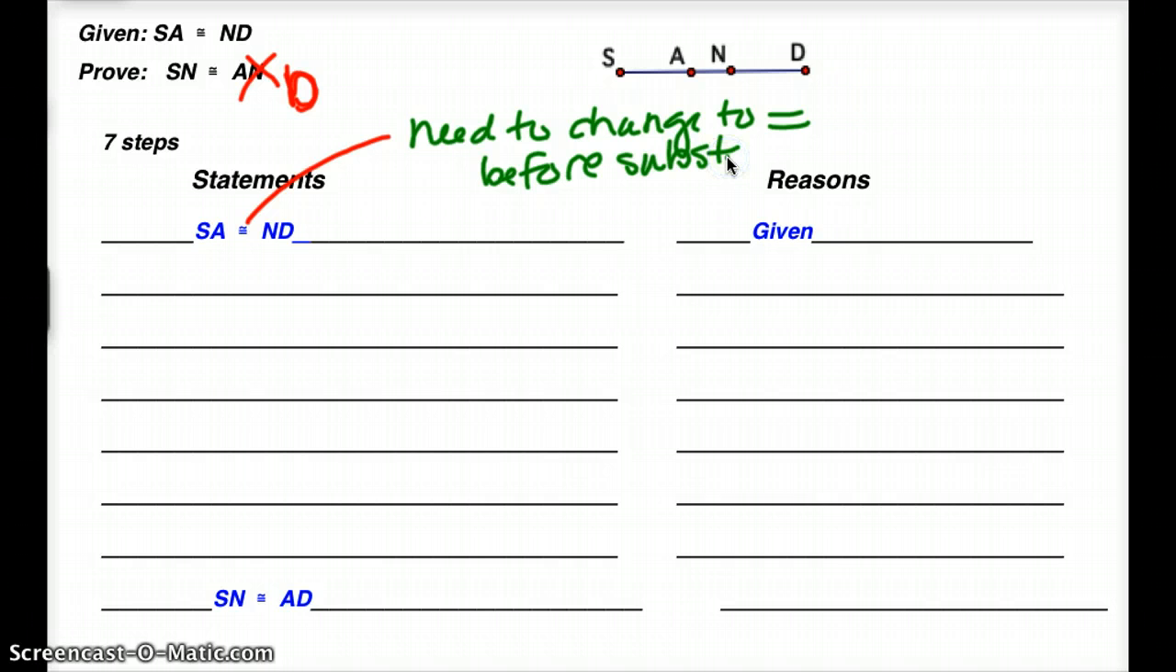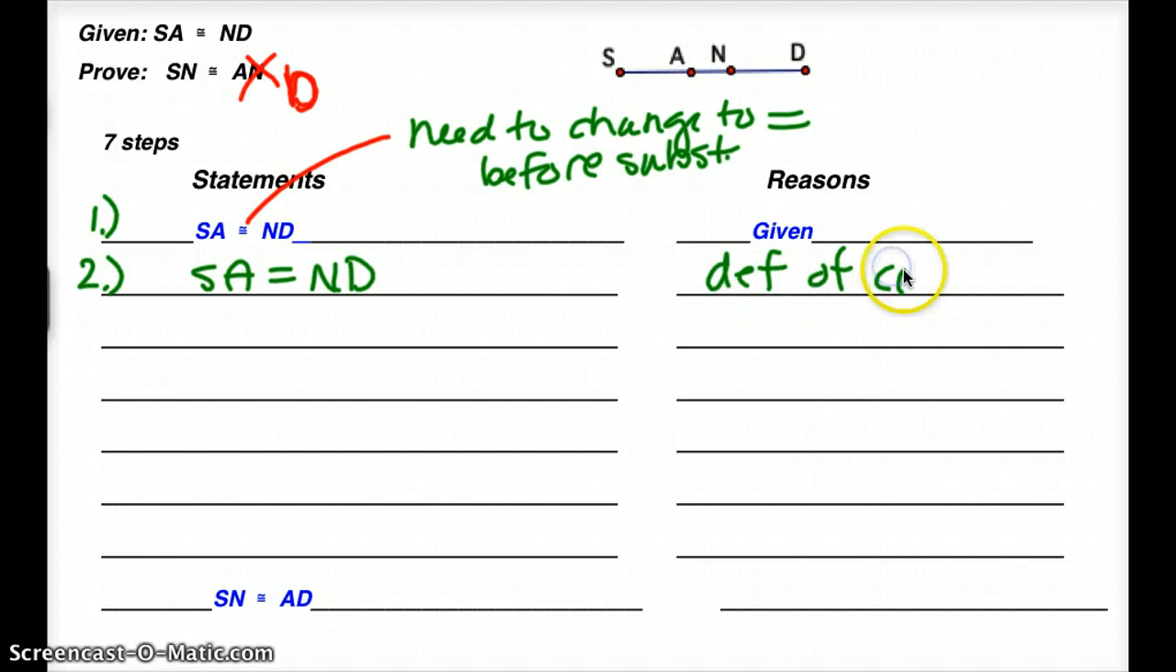Substitutions are done with equal signs. So the first thing I'm going to do after I write my givens, the second step, I'm going to write SA equals ND. And the reason I'm doing that is because the definition of congruent says I can change it to equals. That's what congruent means. I know the book views it as definition of congruent segments, definition of congruent angles, but definition of congruent is good for me.